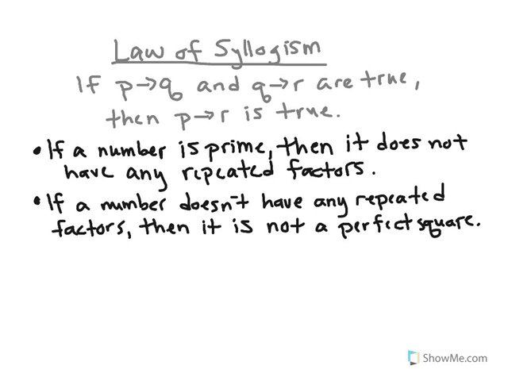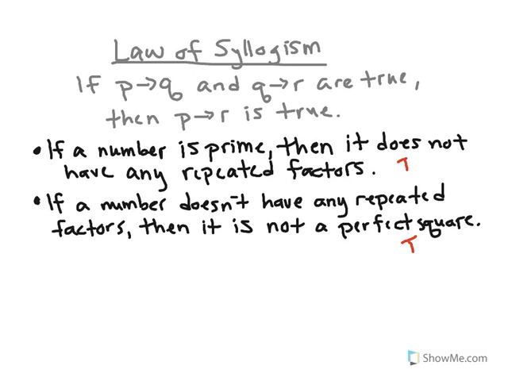All right, so here are our two conditional statements. The first one is P then Q. If a number is prime, then it does not have any repeated factors. Let's determine if that's true or not. That is definitely true. The only factors a prime number should have are 1 and itself. Then the next statement, this is my Q then R. If a number doesn't have any repeated factors, then it is not a perfect square. That is actually true. I'm not sure if you knew that or not, but that is a true statement.